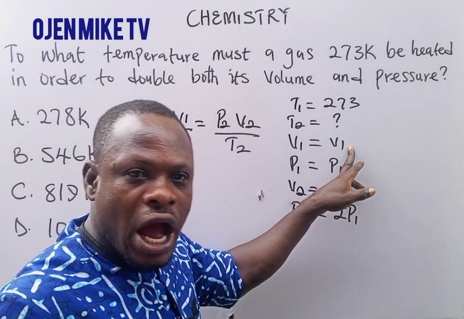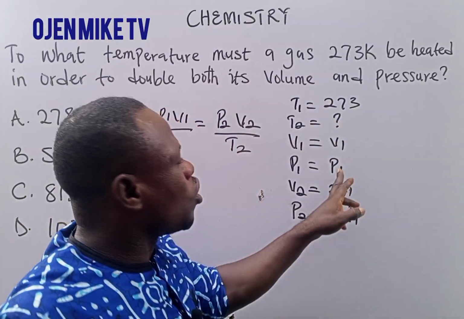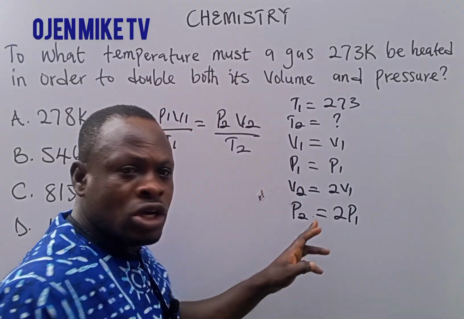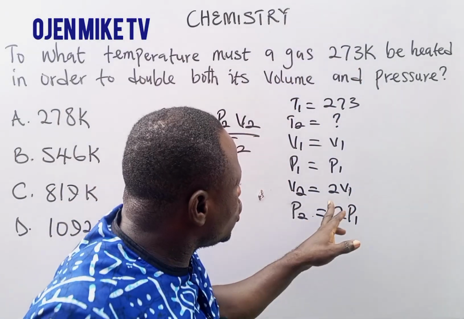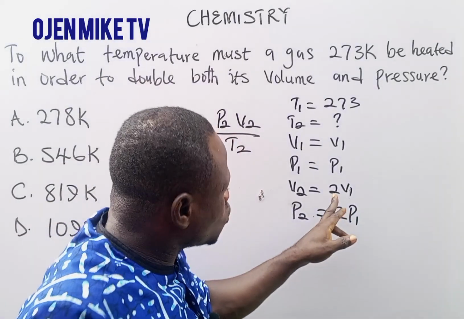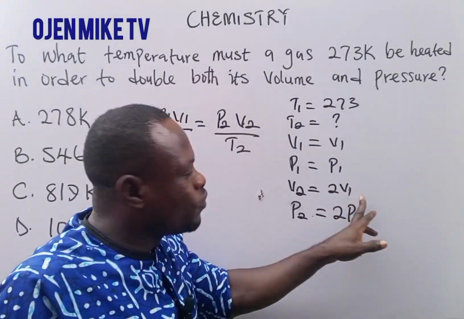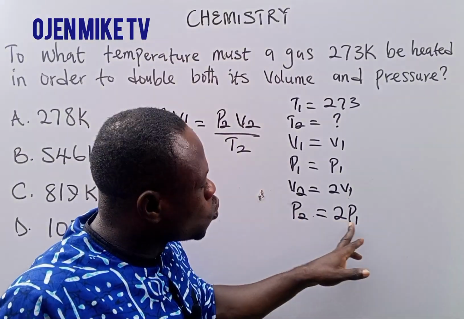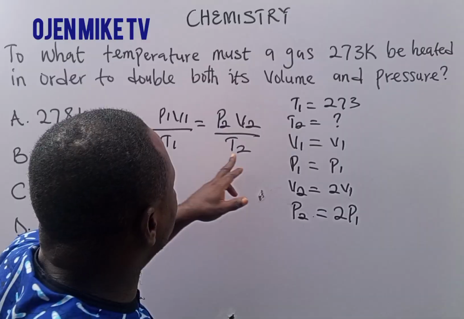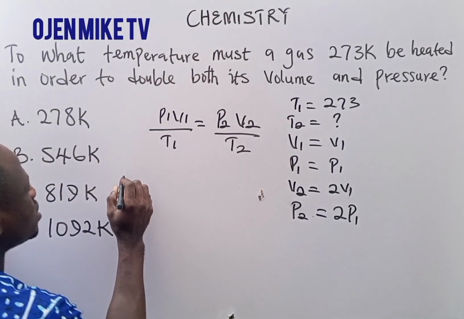What was the original volume? V1. What was the original pressure? P1. There's no value for those. Now it doubles the original, and double means multiply by 2. So V2 will be 2V1 and P2 will be 2P1. Now we are going to make T2 the subject of the formula.